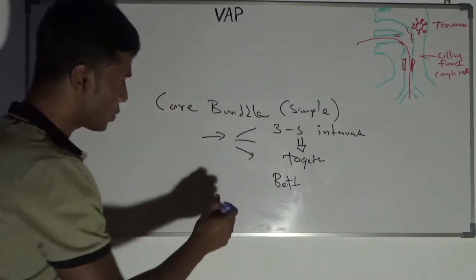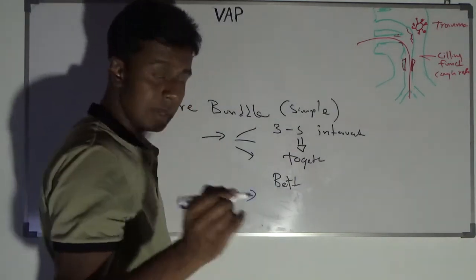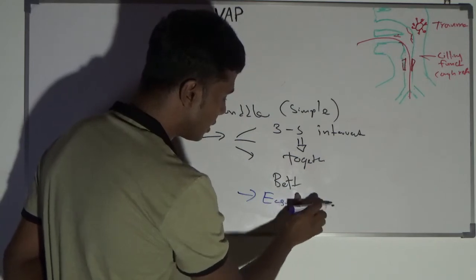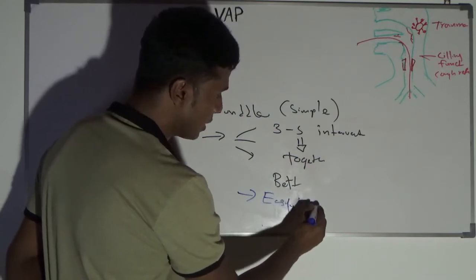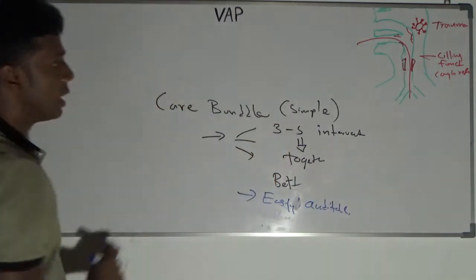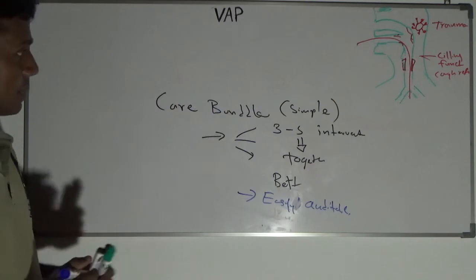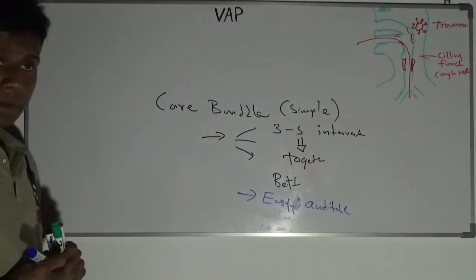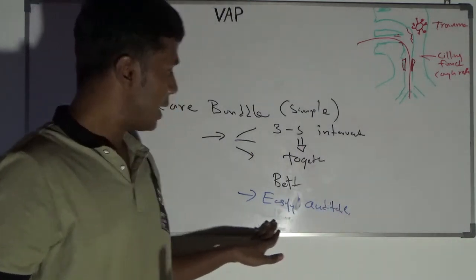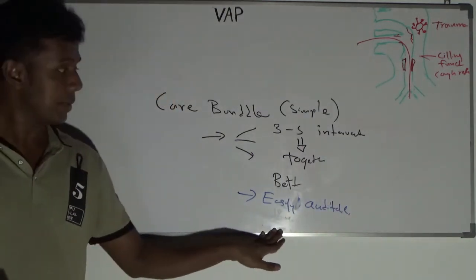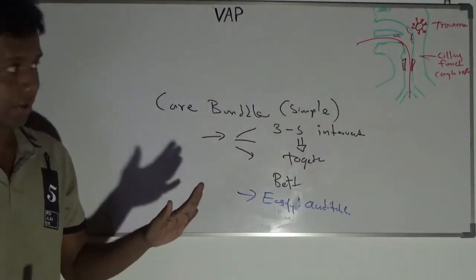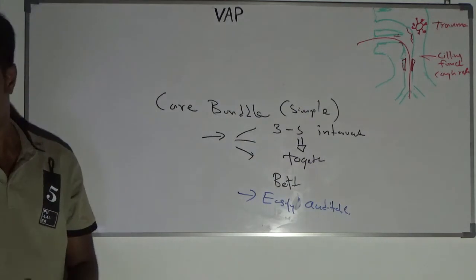And in addition to that, 2 more things. One thing is, it should be easily auditable. Okay. Care bundle is a simple set of 3 to 5 interventions. When implemented together, it gives a better outcome rather than implementing individually, and it should be easily auditable and easily able to be practiced elsewhere in the country. That means it should be simple.